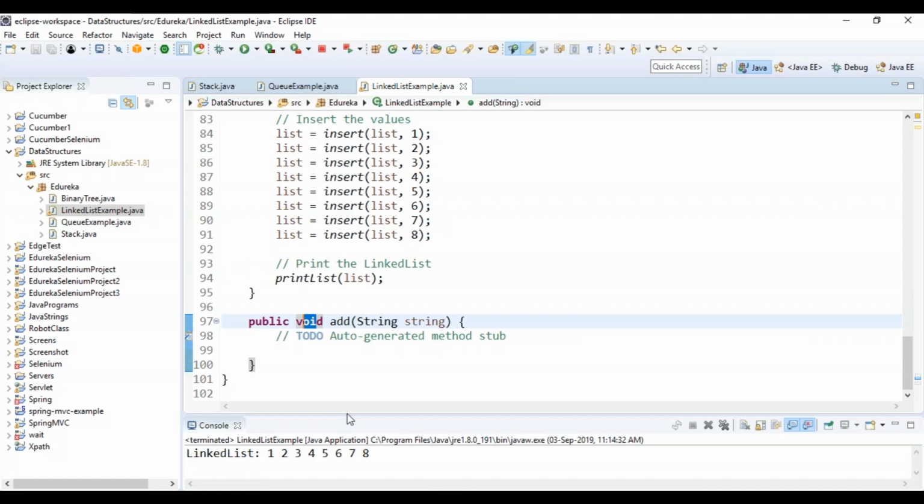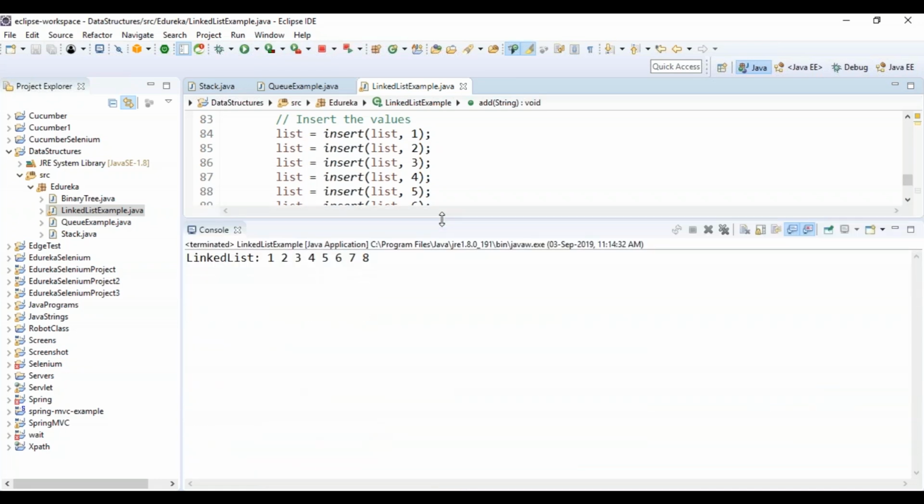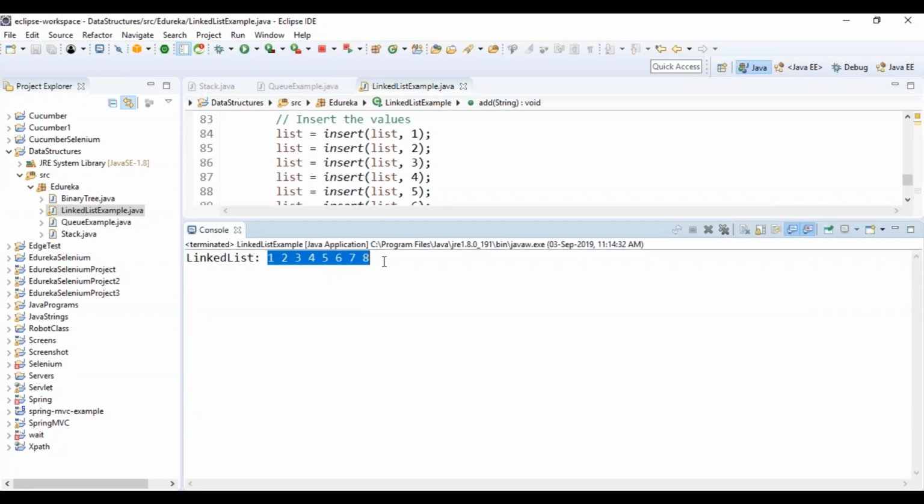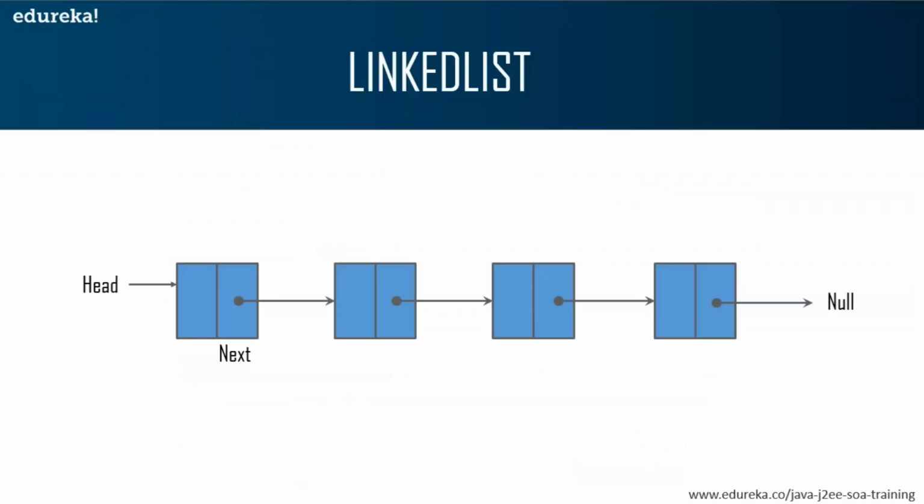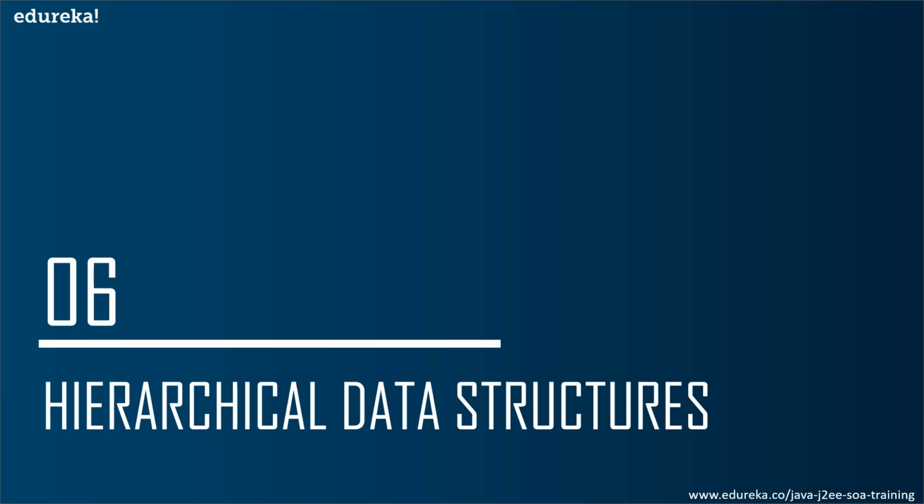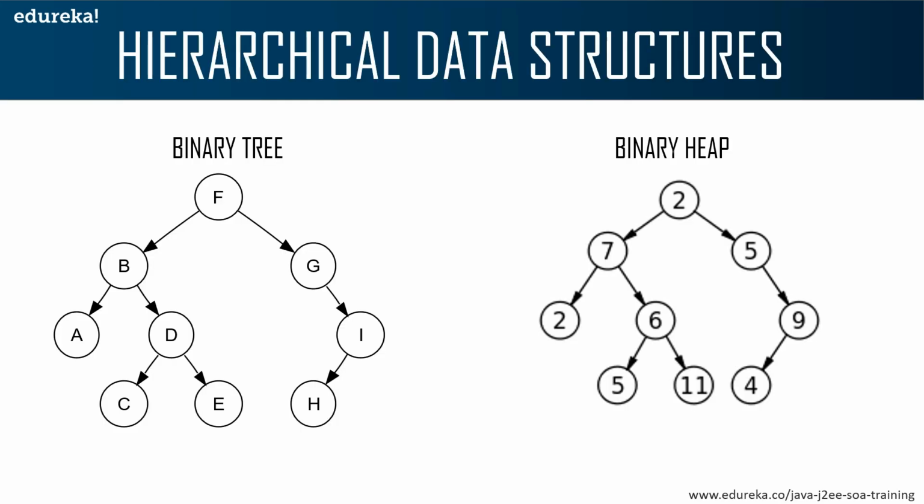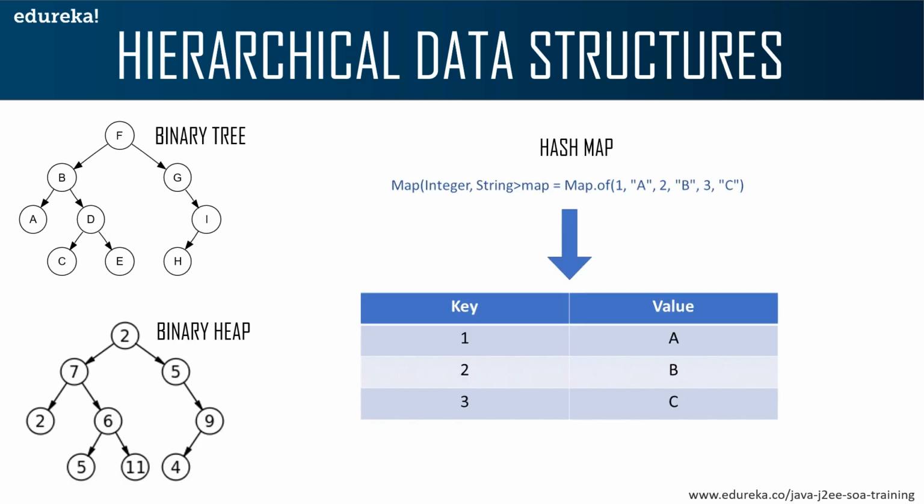So see, the elements are being inserted in the sequential order. So this is how it works. So this was all about the linear data structures. Now moving further, we have hierarchical data structures which comprise of binary tree, binary heap and hash map as well.